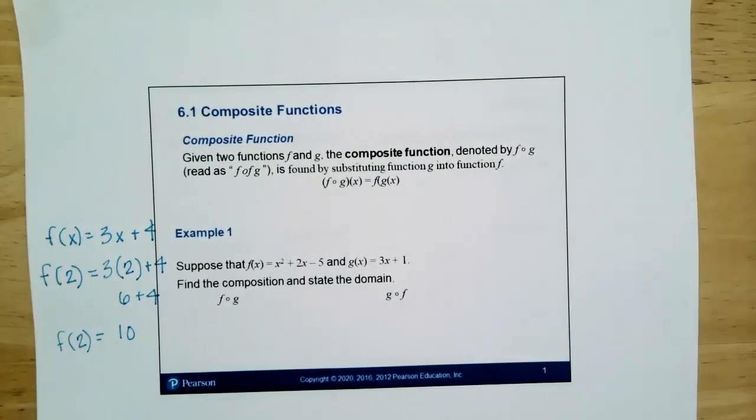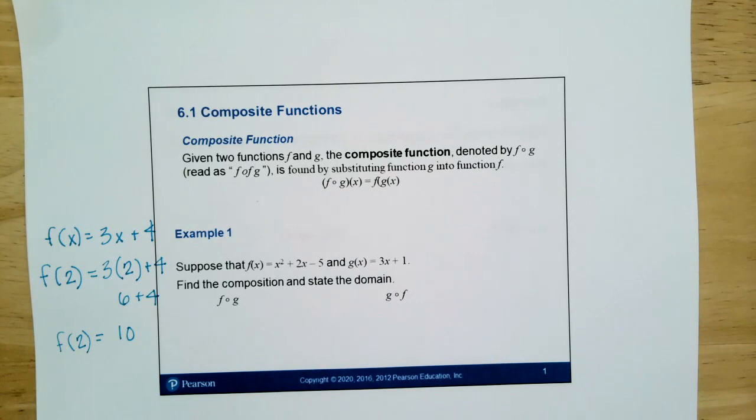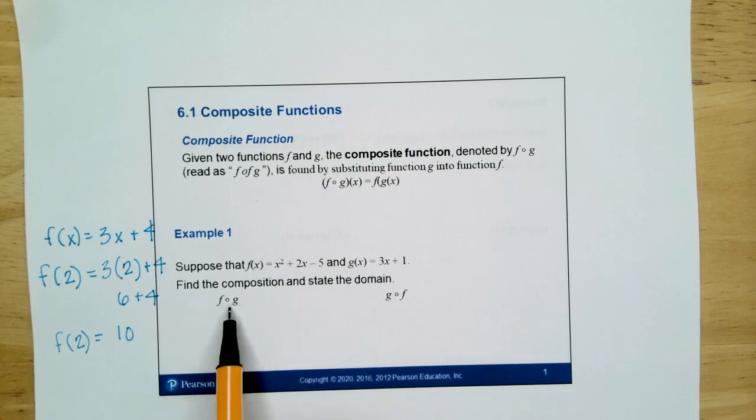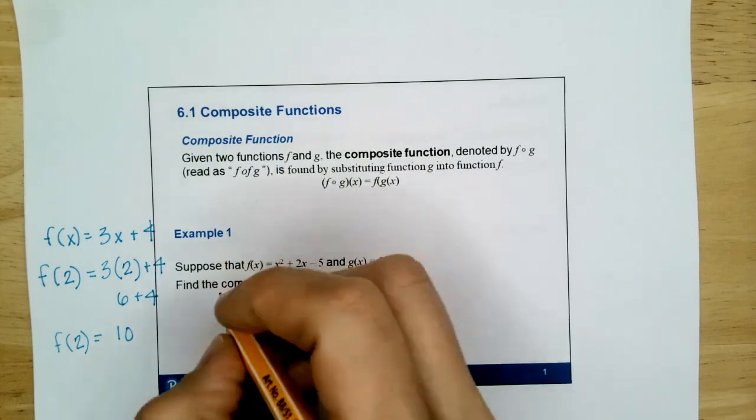So when I put in a 2 for that x, I get 10 as the answer. How do I find f of g? Take g and put it into f instead of the x. Okay? So suppose in example 1, suppose that f of x is equal to x squared plus 2x minus 5 and that g of x is equal to 3x plus 1. Find the composition and state the domain of f of g of x. Okay? F of g of x.